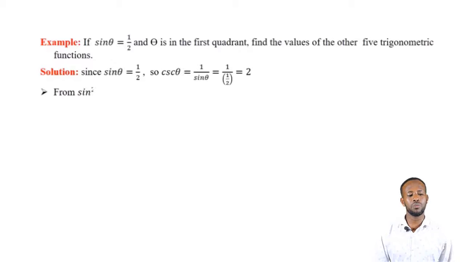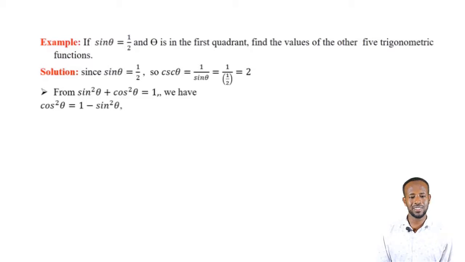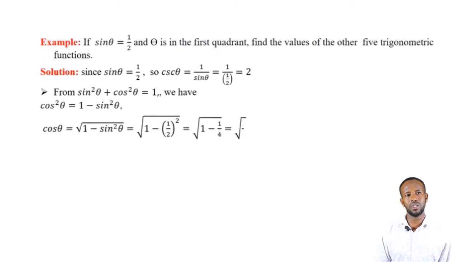Now we know that sine square theta plus cos square theta is equal to 1. This is the Pythagorean identity. We have sine, we want to find the cos. So cos square theta will be equal to 1 minus sine square theta. Cos theta will be equal to radical of 1 minus sine square theta, which is equal to the radical of 1 minus 1 over 2 squared. And this is 1 minus 1 over 4, which is equal to radical 3 over 4, and this is radical 3 over 2.